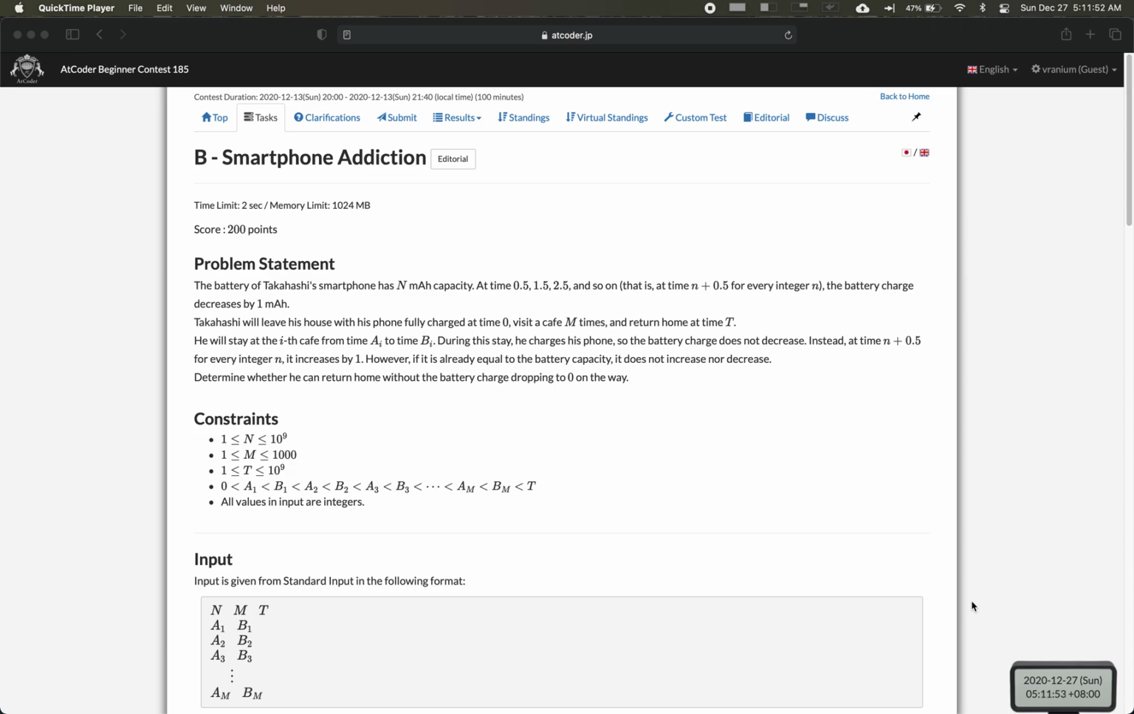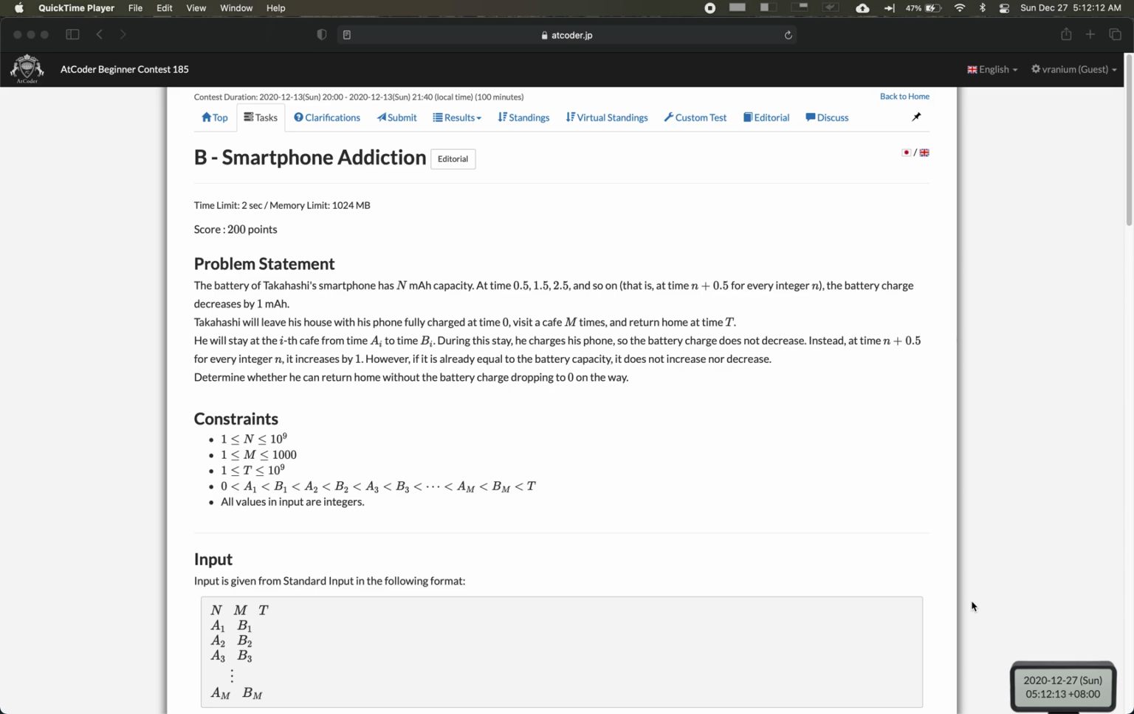In this problem, Takashi has a smartphone which has a capacity of n. At time 0.5, 1.5, 2.5, and so on, his battery charge goes down by 1. He will leave his house at full charge and then he'll visit M cafes. And then at time t, he will come back home.